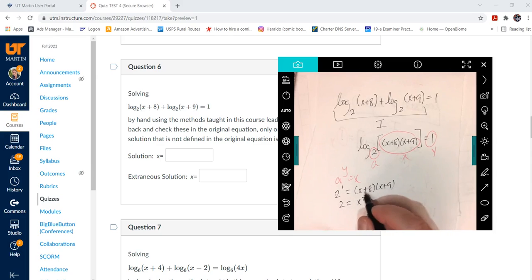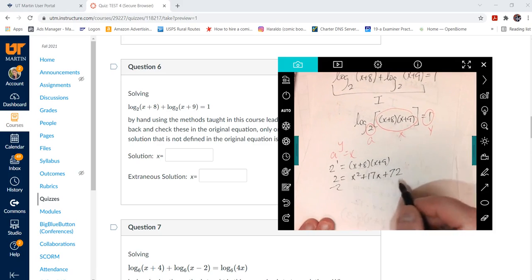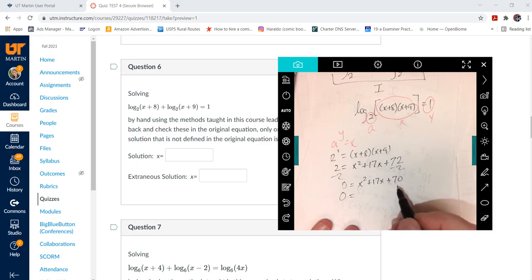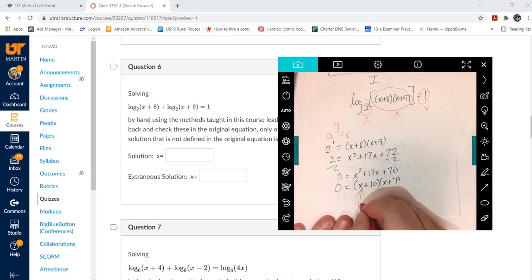So if I FOIL this out, I'm going to have 9x plus 8x. And 9 times 8 is 72. I can solve a quadratic if it's equal to 0, so I'm going to subtract 2 from both sides. I can factor this, 2 numbers that multiply together to give me 70, but add up together to give me 17. Well, that'll be 10 and 7. So I'm going to have x is negative 10, and x is equal to negative 7.